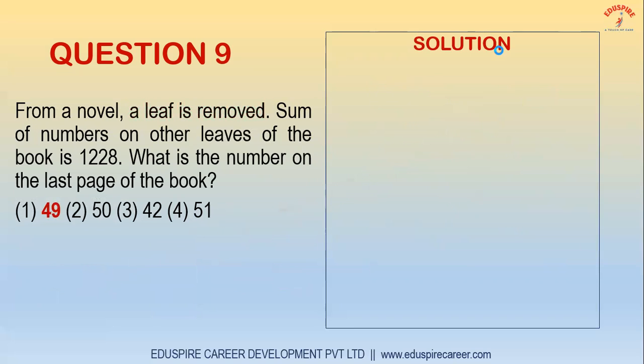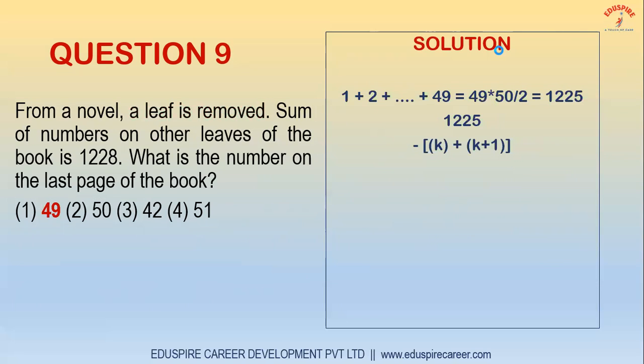So let us understand, what if I take 49 to be the case? So the sum of these page numbers will become 1225. Now you see, after removal of that leaf, some number will be subtracted, and as a result, we are expected to get 1228, which is impossible, right? Because 1225 is already lesser than 1228. Hence, this is not going to be my answer.